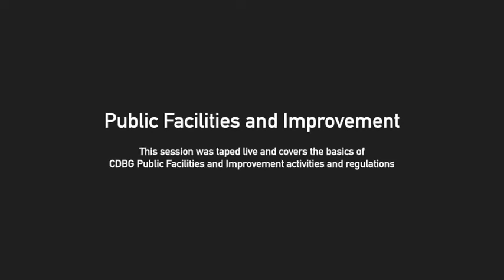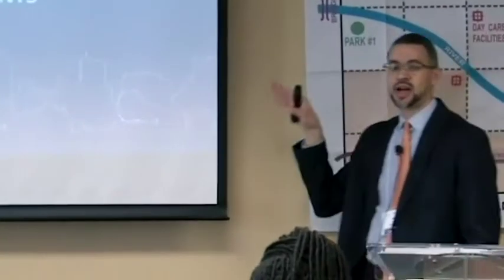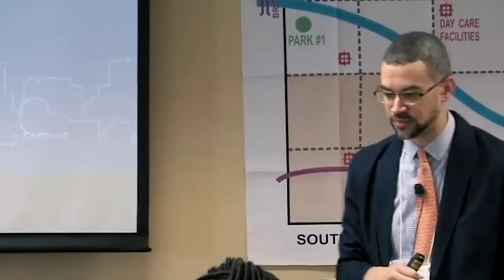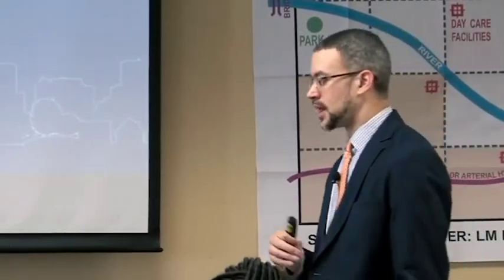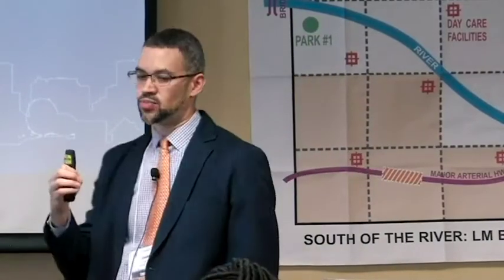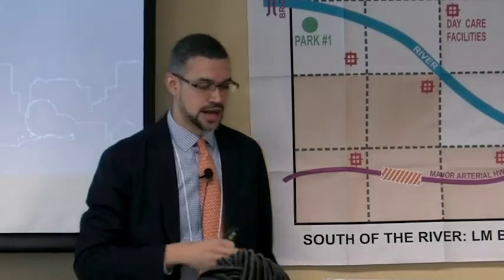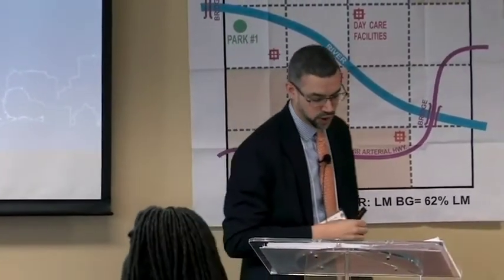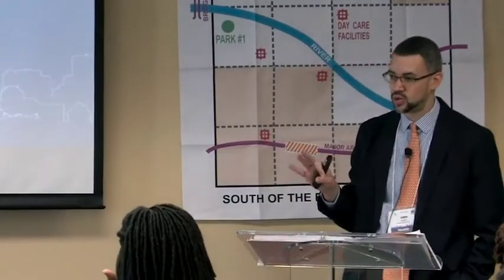Public facilities, if you remember that pie chart I showed you on day one that showed where grantees are spending their money, public facilities and public improvements was probably the number one category there. So a lot of grantees are doing public facilities and improvements. I would say it's probably one of the more well-known activities under CDBG. Not a lot of detail or regs or requirements associated with it, but there are some nuances, and we'll touch on those.